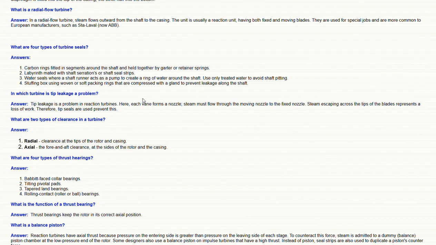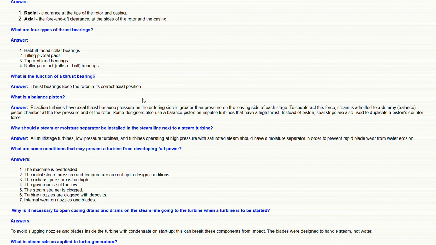Next one is: what are the four types of thrust bearings? Thrust bearings control the thrust produced by the steam hitting the blades, and for that we use thrust bearings. Actually, a few turbines use simple tilting pads, sometimes tapered land bearings, but most of the time they use white metal bearings for controlling the thrust. All of these are used. The ones mentioned here are: babbitt-faced collar bearings, tilting pad or pivoted pads, tapered land bearings, and rolling contact bearings. These are the four types of thrust bearings used in turbines.